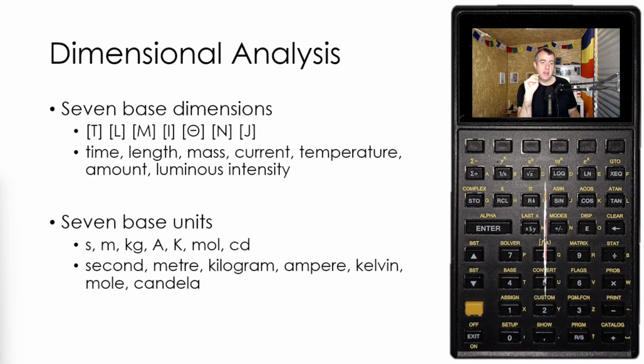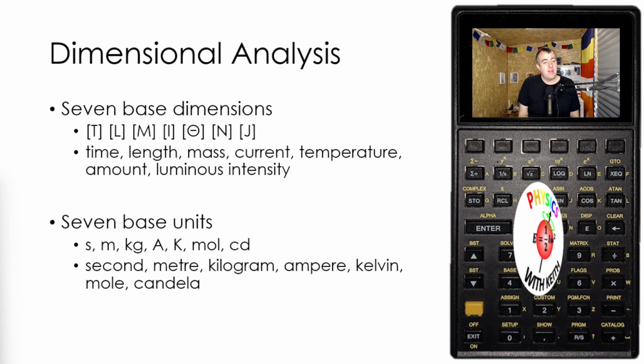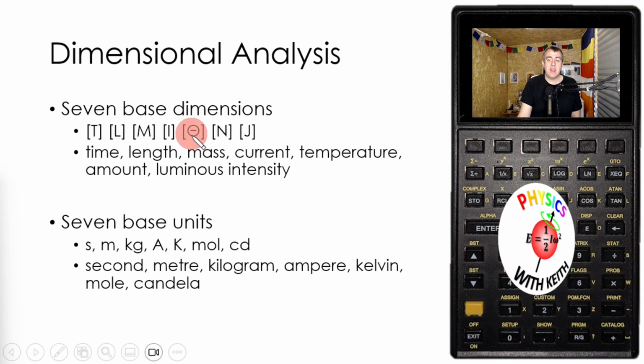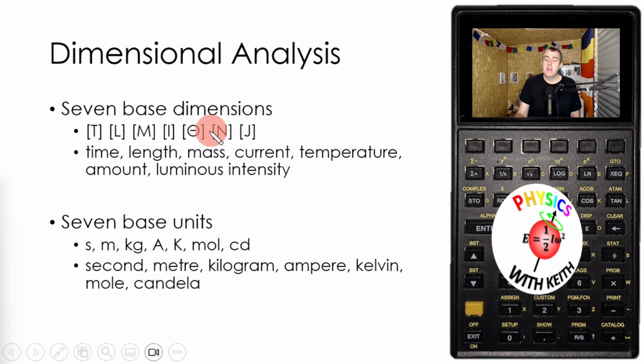Any quantity that can be measured in nature can be broken down into 7 base dimensions, and they're listed here: time, length, mass, electric current, temperature, amount of a substance, and luminous intensity. And the letters that are given for those dimensions, and they're all capital letters: T for time, L for length, M for mass, capital I for current. This is a capital theta for temperature. Can't use T because we've always used that for time. N for amount of substance, and J for luminous intensity.